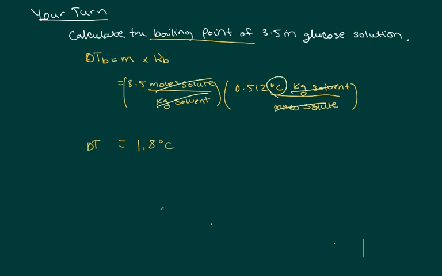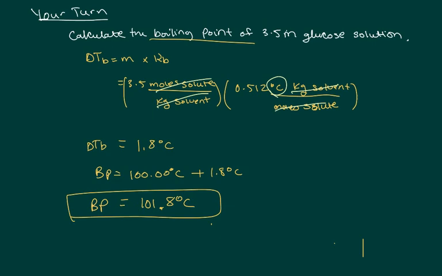But this is the delta T of B. So the actual boiling point is 100 degrees, but we have to increase that by 1.8 degrees Celsius. So our new boiling point becomes 101.8 degrees Celsius. Do more practice problems if you need to, and go ahead and study the next section about osmosis. It's mostly conceptual, but you need to take a look at that as well.